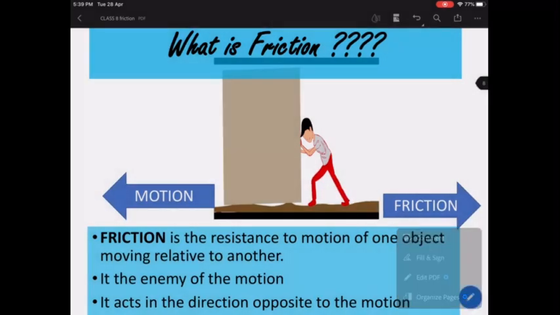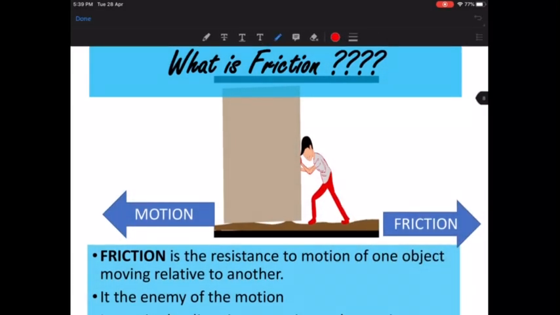So the definition of friction is a resistance to the motion of one object moving relative to another. What do you mean by one object moving relative to another? Which means one object is moving with respect to the other. So here, this is the first object, okay, and the second is the ground. So the first object is in touch with the second object, and the first object is moving with respect to the other object, okay?